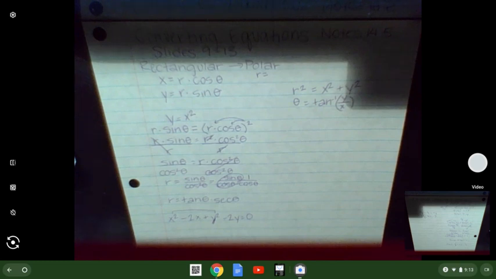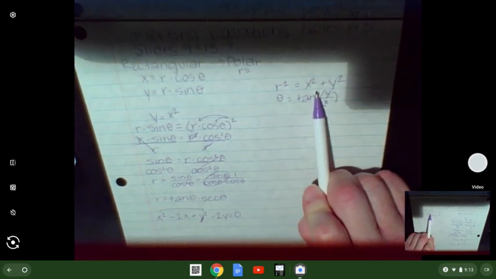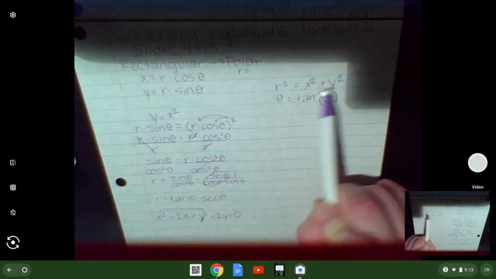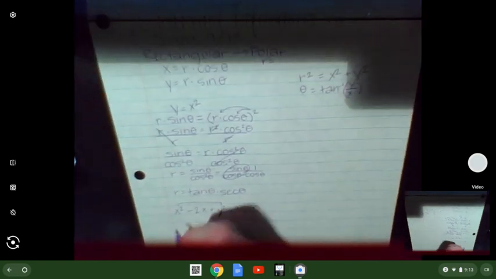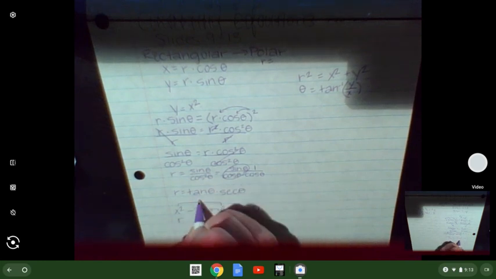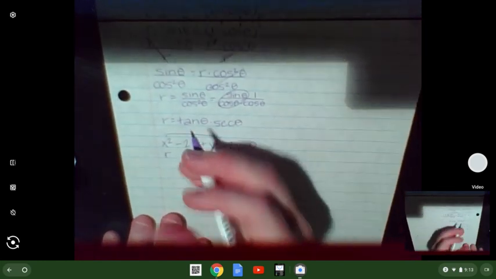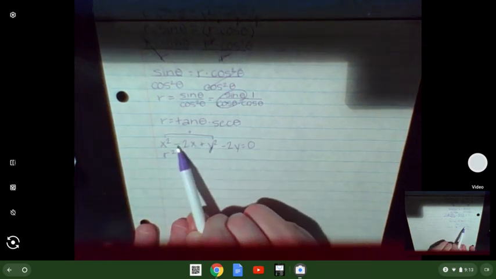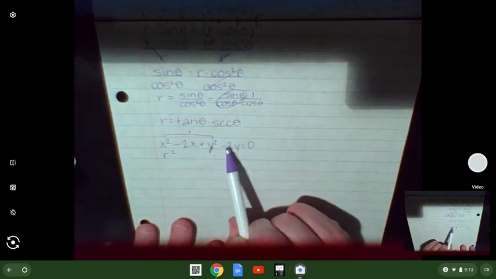I could also just fast forward right over here and say, ooh, x squared plus y squared, that's equal to r squared. So I'm going to go ahead and make that substitution. x squared plus y squared is equal to r squared. Awesome. Well, we still have this minus 2x minus 2y.